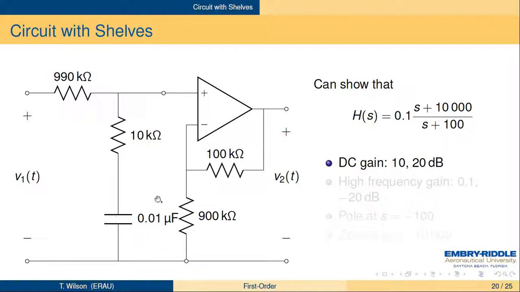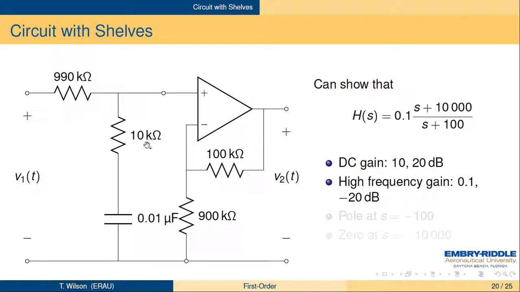Anyway, when this is open, all the voltage is going to show up across the 10 k ohm resistor. There's no current through the circuit, and so you get the gain of 10 that ought to be coming from the op amp if it had the resistors in the right place. So that's a 20 dB gain at low frequencies.